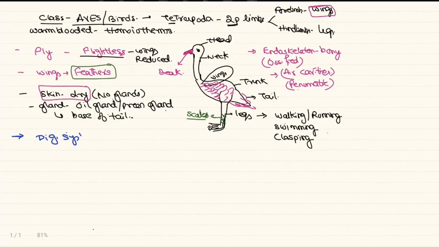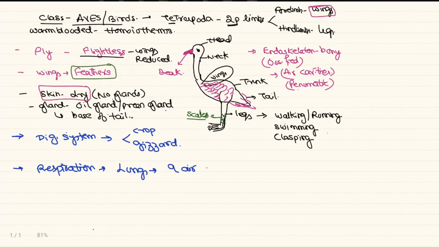Let's quickly see the other structures now. So coming to the systems, let's discuss the digestive system. Two additional structures are seen in the digestive system, that is the crop and the gizzard. The crop will help in temporary storage of the food, and as they don't have teeth, they don't chew. So the major grinding process will occur in the gizzard portion.